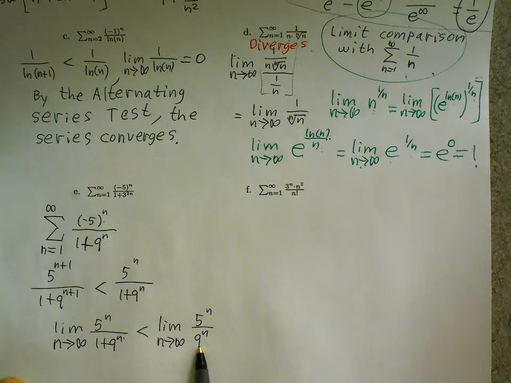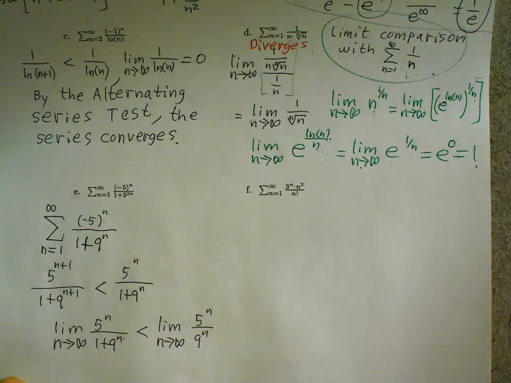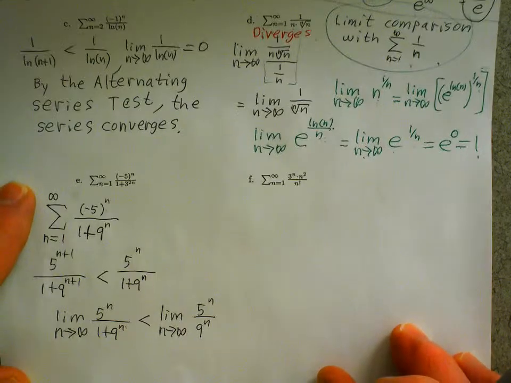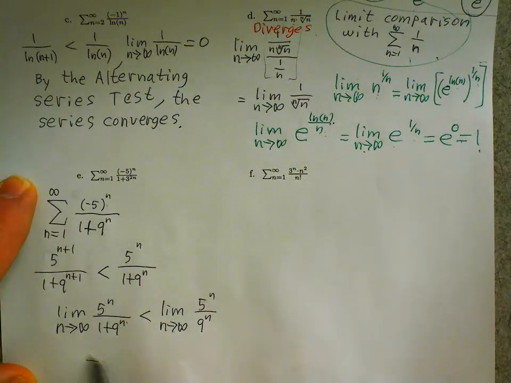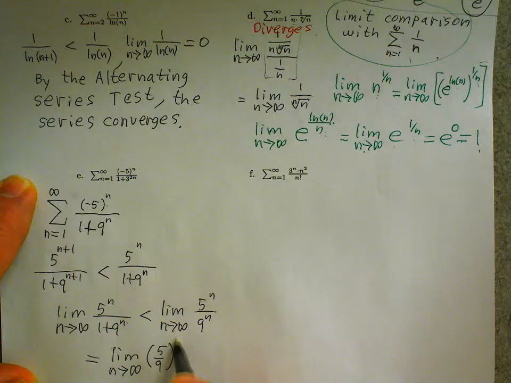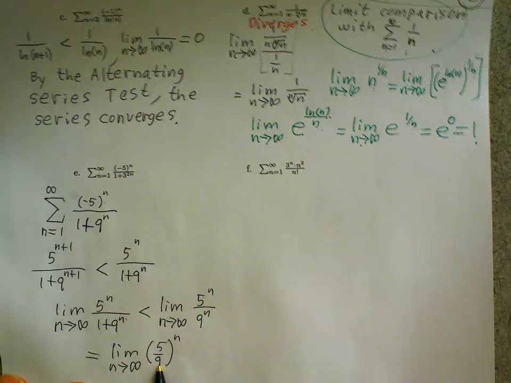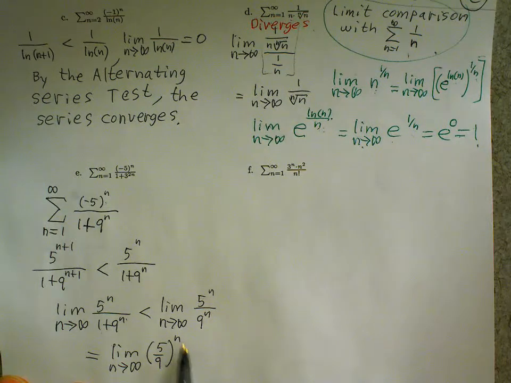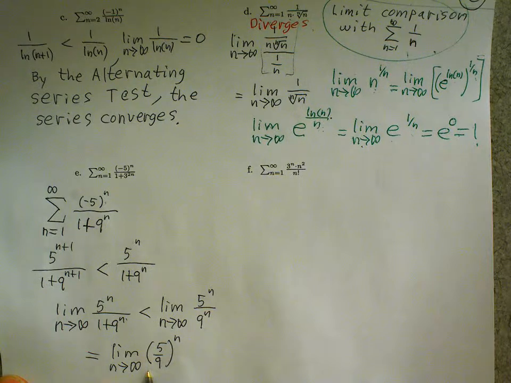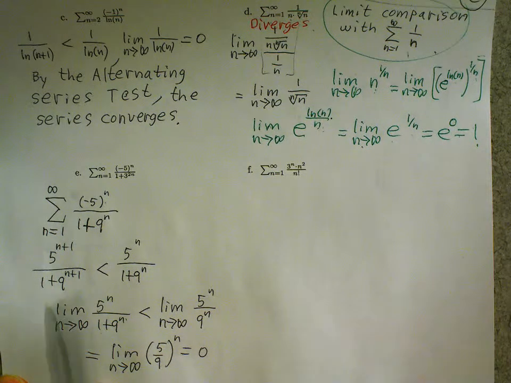And the limit of 5 to the n over 9 to the n, you can think of that as the limit of 5/9 to the n. And a number that's between 0 and 1 with an exponent n, as n goes to infinity, that limit is 0. So the limit of 5 to the n over 1 plus 9 to the n must also be 0.